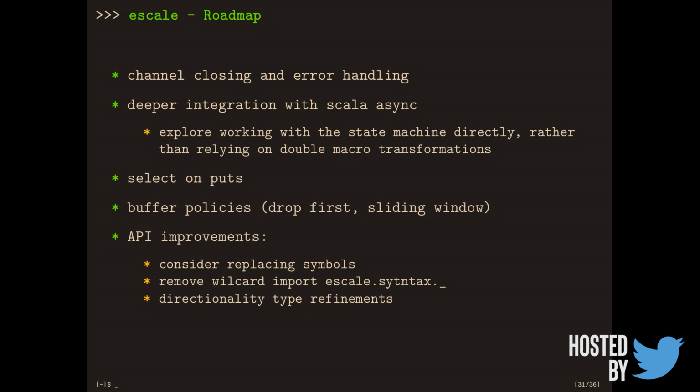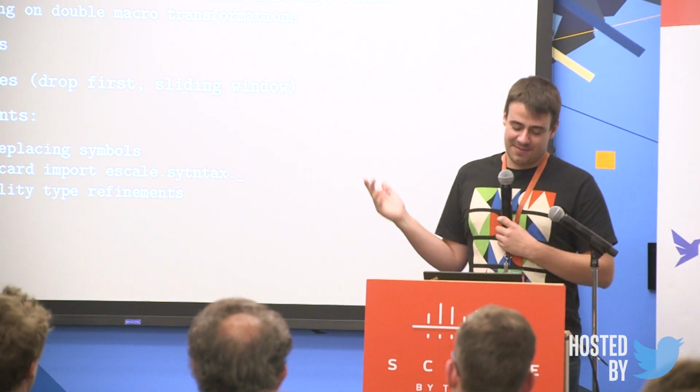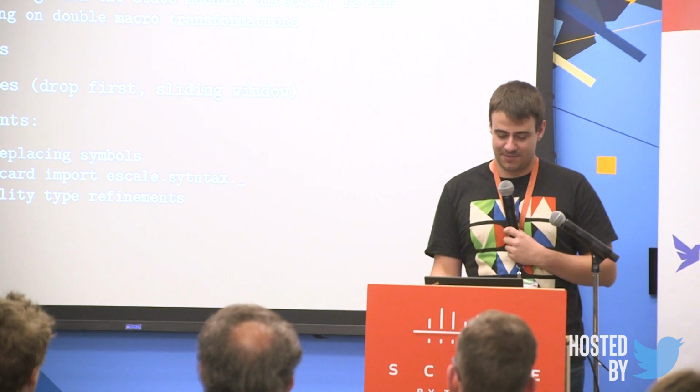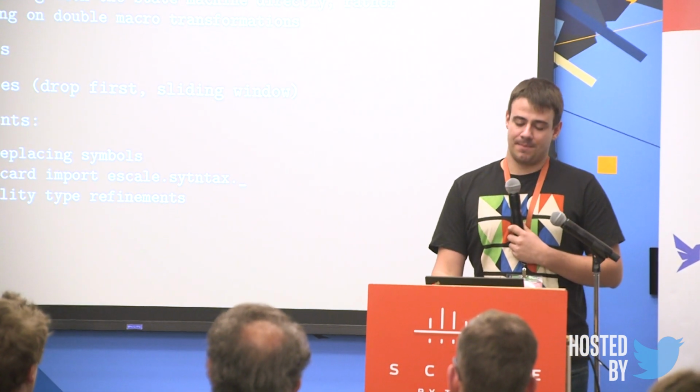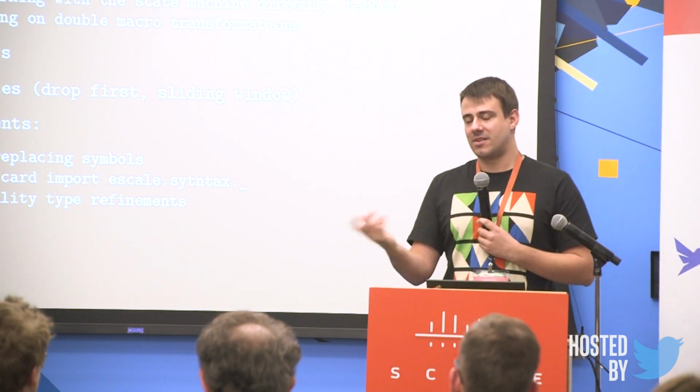I'm not a fan of having these imports. It's just magic. I'd much rather import explicit things. Currently, it's not possible because we need an implicit that gives us some of the syntax sugar, but I'd like to see if there's a way we can model this differently. Finally, some refinements on types so we can pass channels as a read-only or write-only instance to other methods.